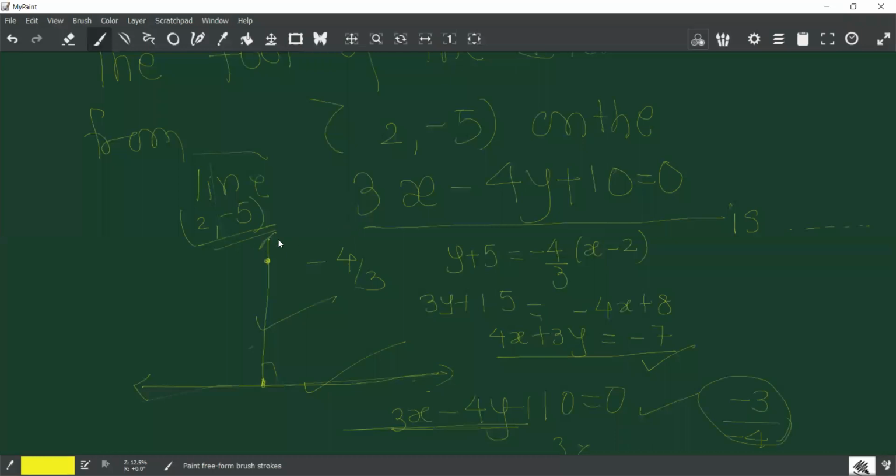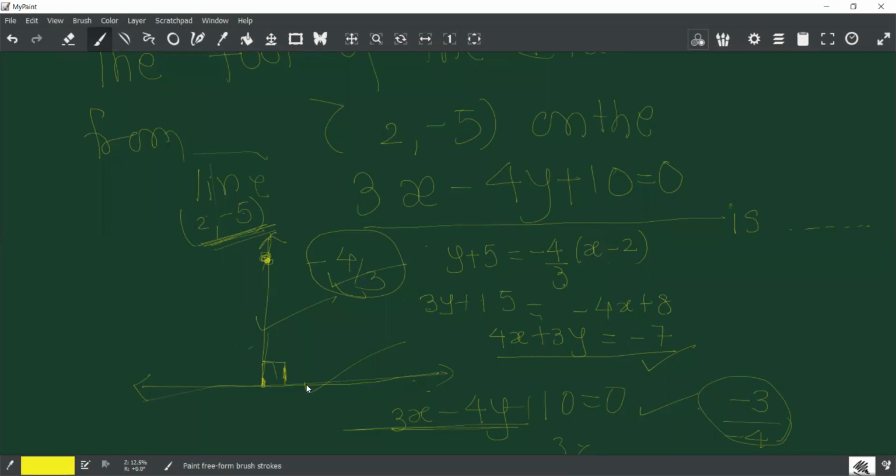ये जो मेरी line है, it is perpendicular, that perpendicular will have a negative reciprocal of this 3/4. So it is -4/3. So ये जो perpendicular line है, it has got this slope and it is passing through the point given 2, -5. So I know the point, I know the slope. So मैंने slope point form use किया, y minus y1 is equal to slope into bracket x minus x1. I cross multiplied. I got x and y on one side, number on the other side.